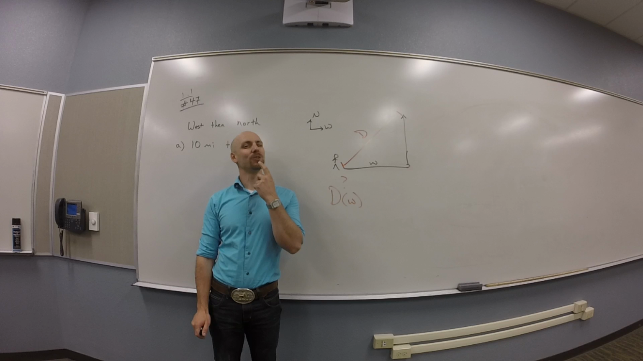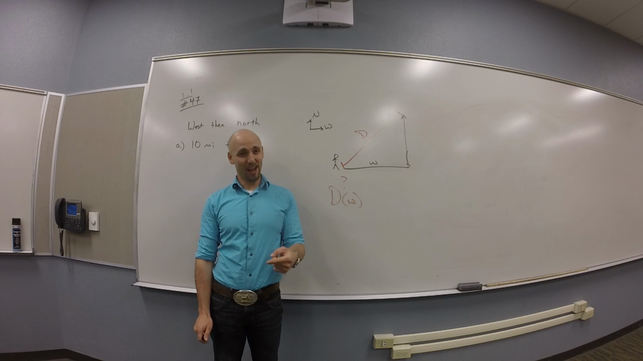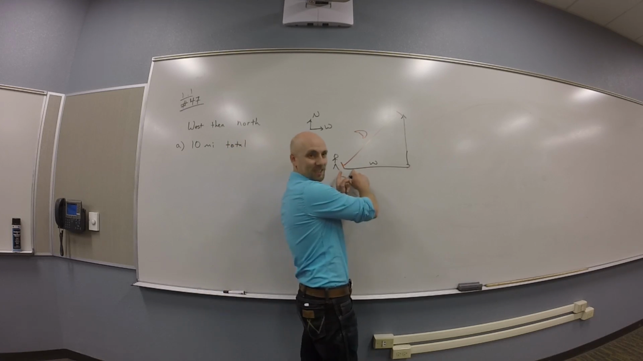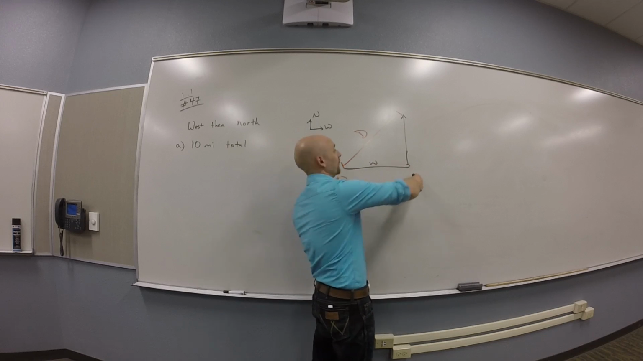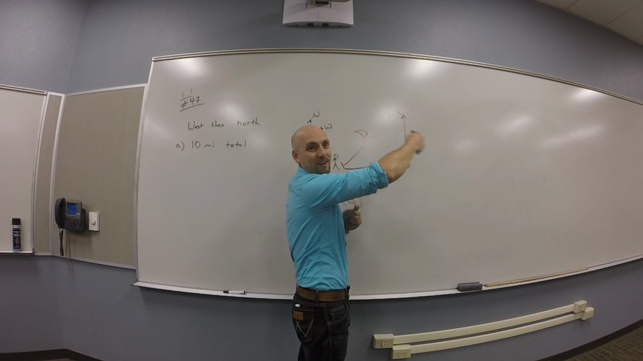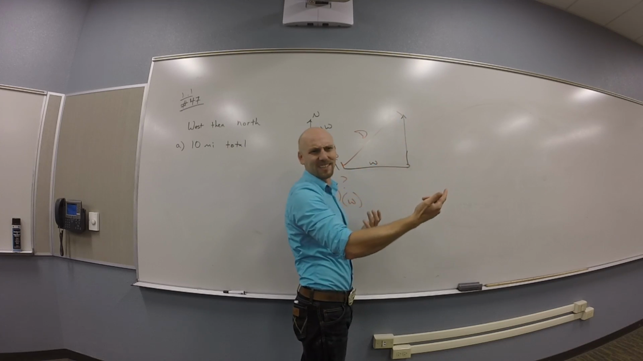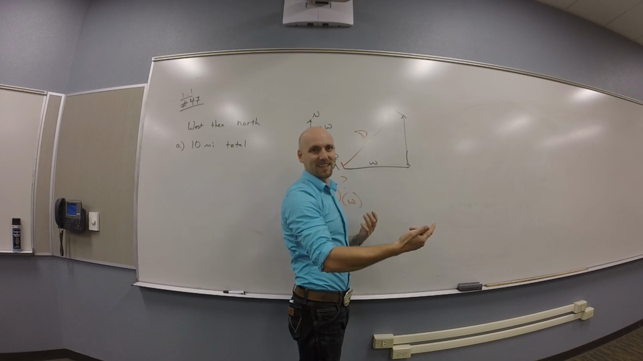So what we know is that she walks 10 miles total, right? I put no, because we don't know she ends up 10 miles away, right? Because if she walks, say, 5 miles and then 5 miles, she ends up the square root of 2 times 5 miles away, which is not 10. You guys see that?